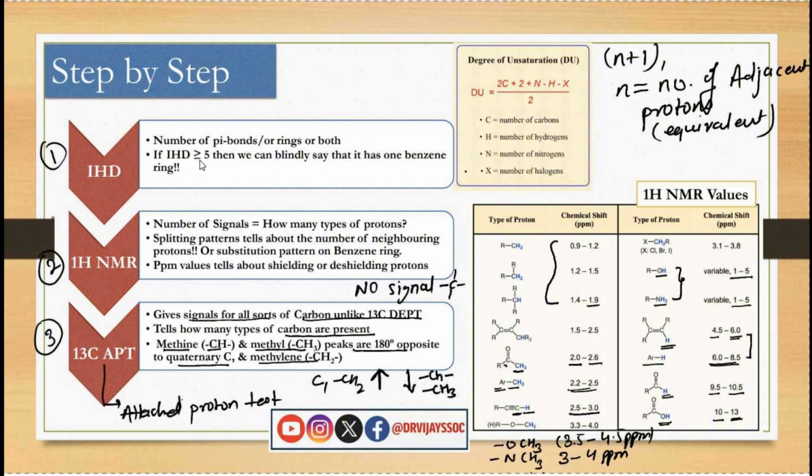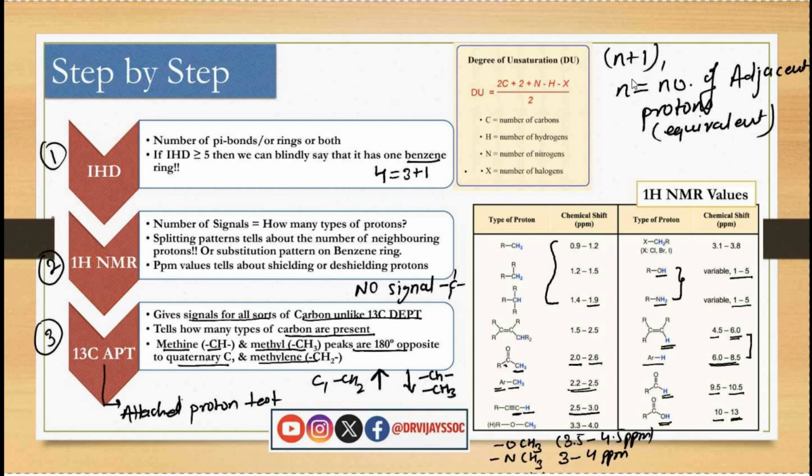If this value is equal to 5 or greater than 5, then we can blindly say that it has one benzene ring, and this benzene ring will correspond to the value 4 because it has 3 pi bonds plus 1 ring. Then we will see the 1H NMR, and as we said, the number of signals is equal to how many types of protons there are. Splitting patterns will give us information about the number of neighboring protons or the substitution pattern on the benzene ring.